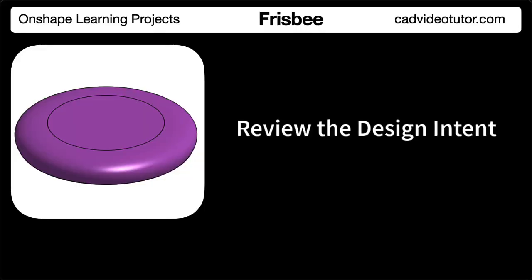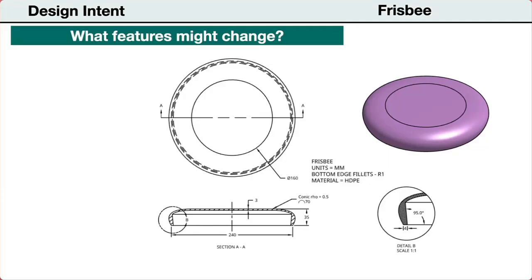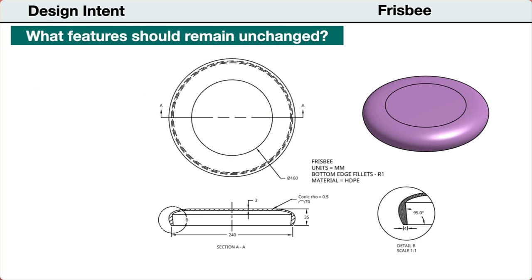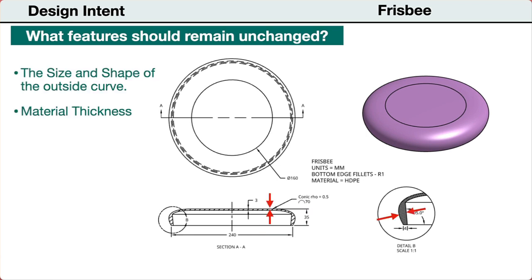Next, let's establish our design intent. To start, we need to identify any features that might be changed during the design process. We might want to make the Frisbee larger or smaller by changing the outside diameter. When the outside diameter changes, we want the inside flat diameter to change by the same amount. So which features should not be changed when the part is revised? The shape and size of the curve on the outside edge, and the material thickness.